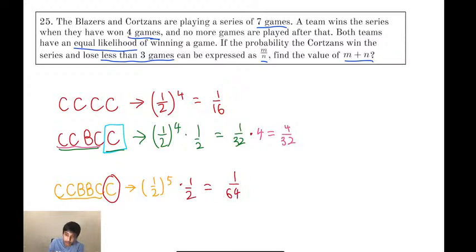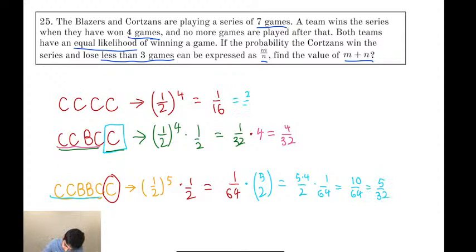But then again, we multiply by the number of ways of arranging the sequence in the beginning. And how many ways can we do that? We have 5 letters. We choose 2 of them to be Blazers. So 5 choose 2 is just 5 times 4 divided by 2 times 1, which is 10, times 1 over 64 equals 10 over 64, which is 5 over 32. Meaning that we add them all up. This is 2 over 32 plus 4 over 32 plus 5 over 32, equal to 11 over 32. So the answer is 43.